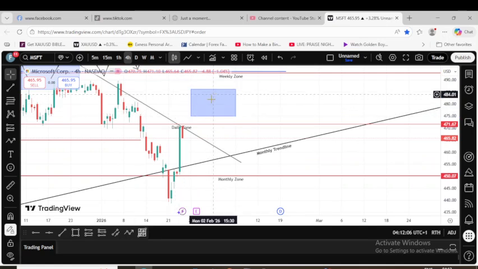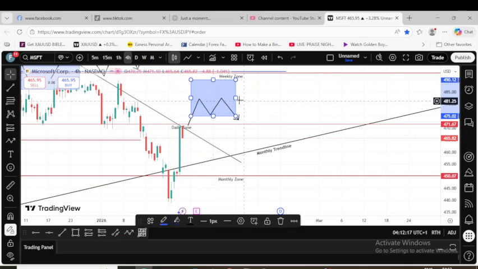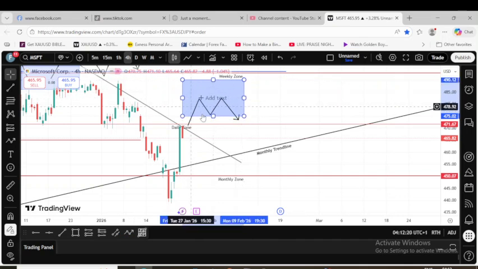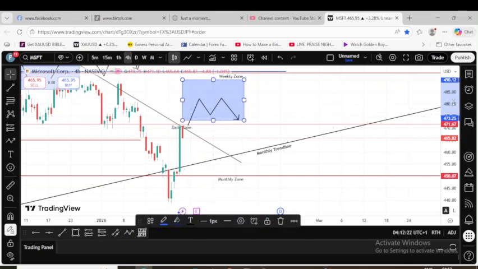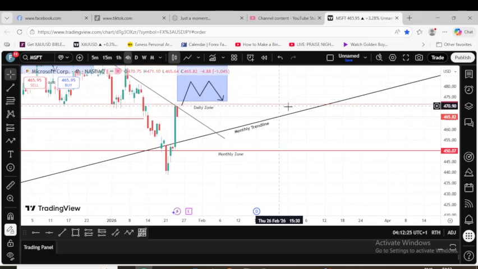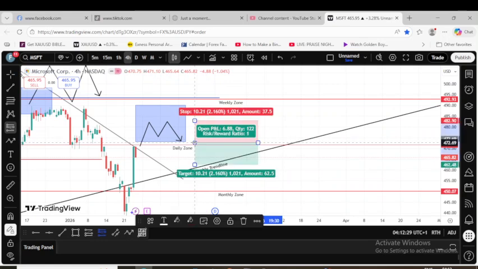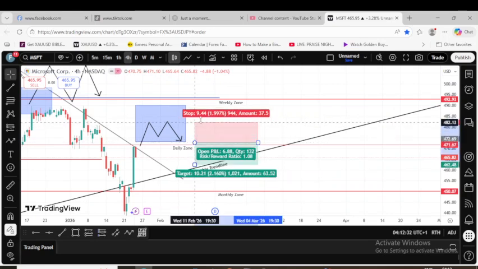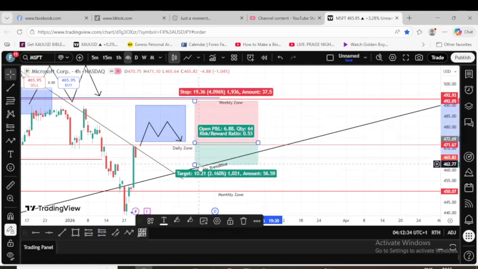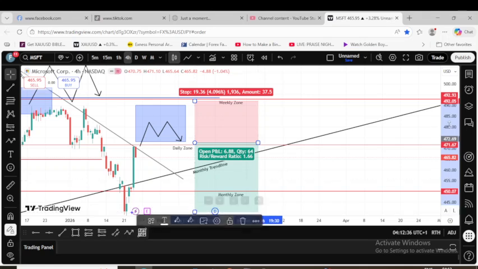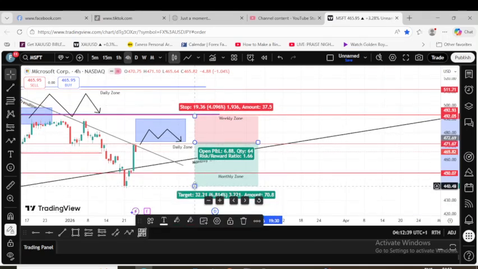So if we can spot an M pattern somewhere around here, then we'll be looking to sell. Then we'll be looking to go short on Microsoft stocks, somewhere around here, to somewhere like here.